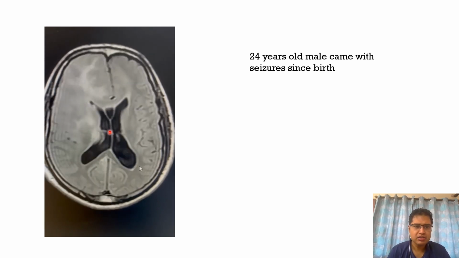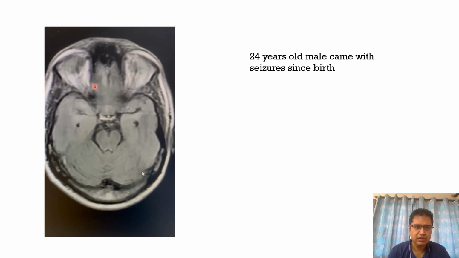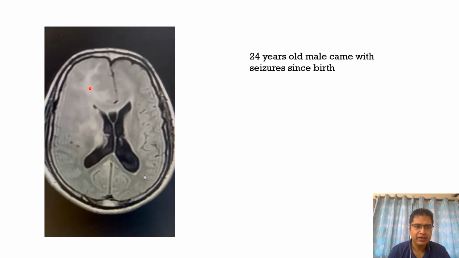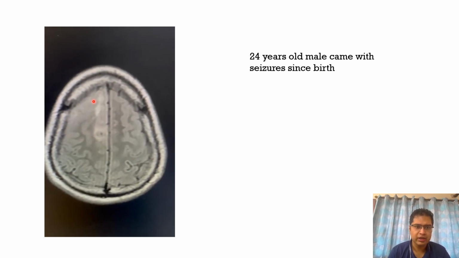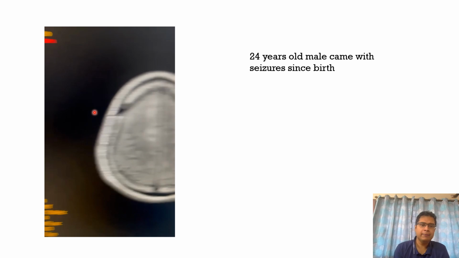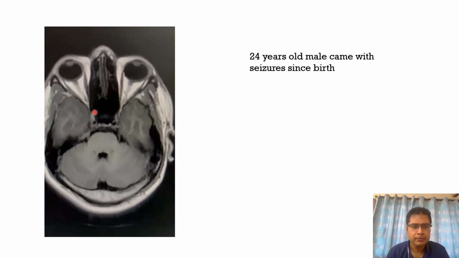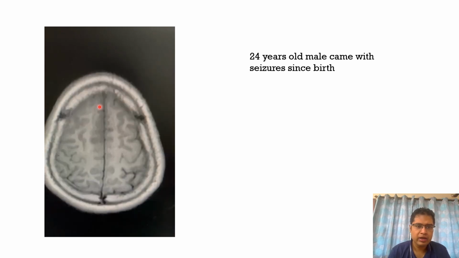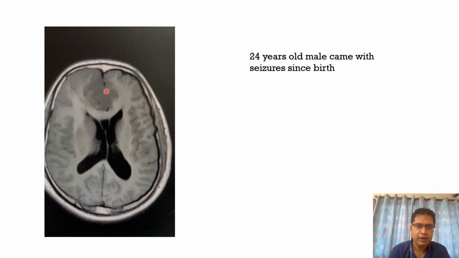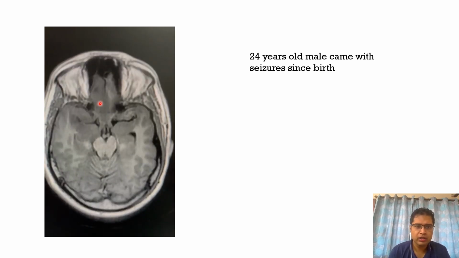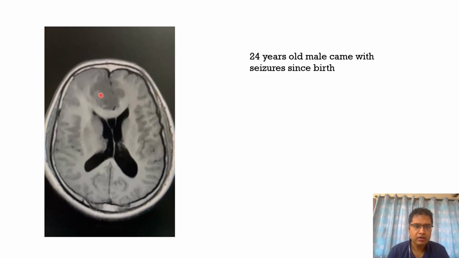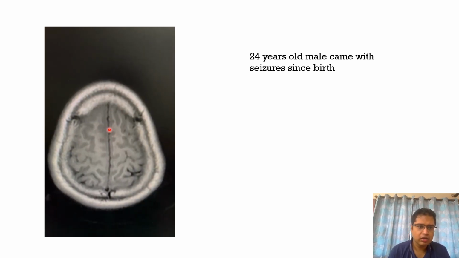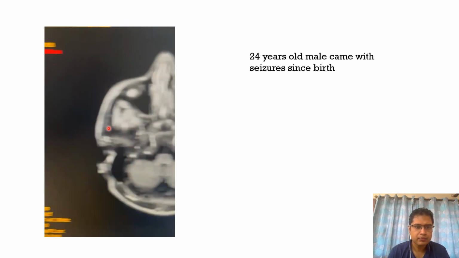These are the FLAIR images where again we can appreciate this white matter hyperintensity along with cortical thickening, parafalcine cortical thickening in the frontal region. These are the T1 weighted images where again the gray matter is seen very well, thickening of the cortical gray matter with blurring of the gray-white matter junction.